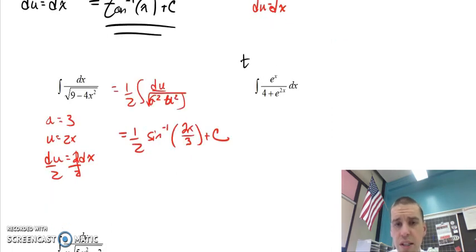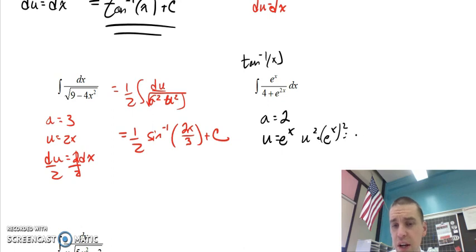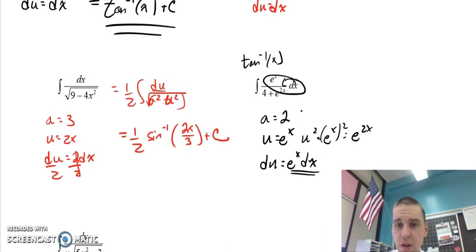If you look at this one, we get tan inverse. And so we're going to let a be 2, u to be e to the x. Why? Because if we know that u squared equals e to the x squared, we can rewrite that as e to the 2x. Now the difference here is du really needs to be e to the x dx. Well, let's see if that makes sense. If u equals e to the x, du equals e to the x dx. And that worked out. So that is our du.